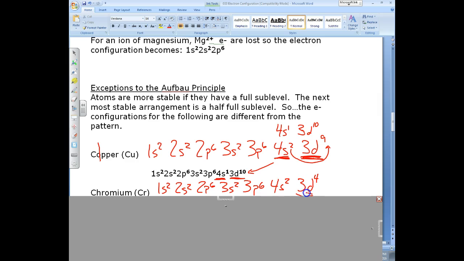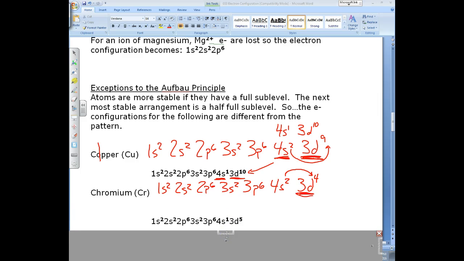Again, we have a situation where this sublevel is not full and it's not half full. So it is not stable. So the atom is actually not going to have this electron configuration. An electron from the 4th energy level is going to drop down into the 3rd energy level. So what we're going to end up with is this, where we have 4s1 and 3d5. Now, instead of having one sublevel full and one not full or half full, I have two that are half full. It is more stable, so that's why it has this electron configuration.